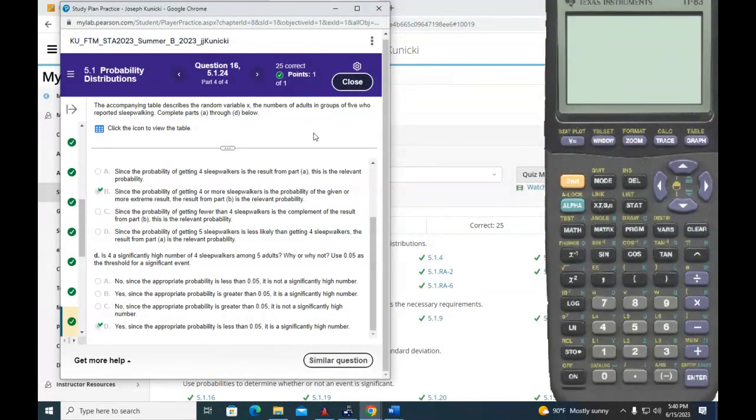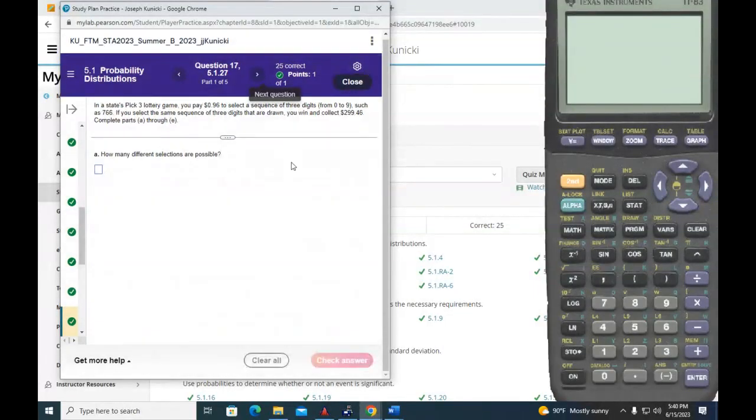Number 27. Okay, now here's one where we're gonna do a random variable with strange numbers. In the state's pick 3 lottery game, you pay 96 cents to select a sequence of 3 digits using 0 to 9, such as 766. If you select the game sequence of 3 digits that are drawn, you win and collect $299.46.